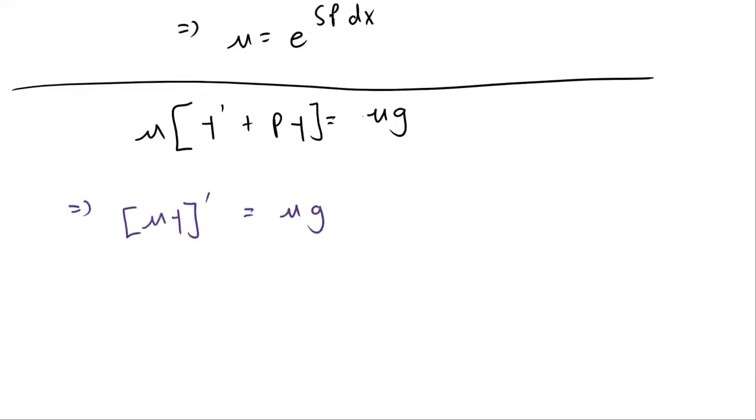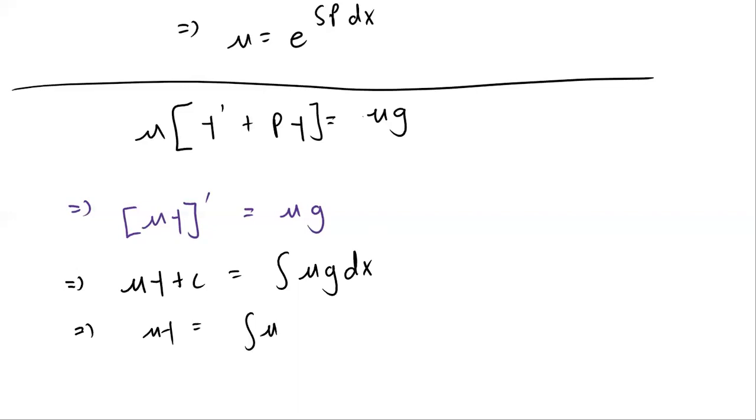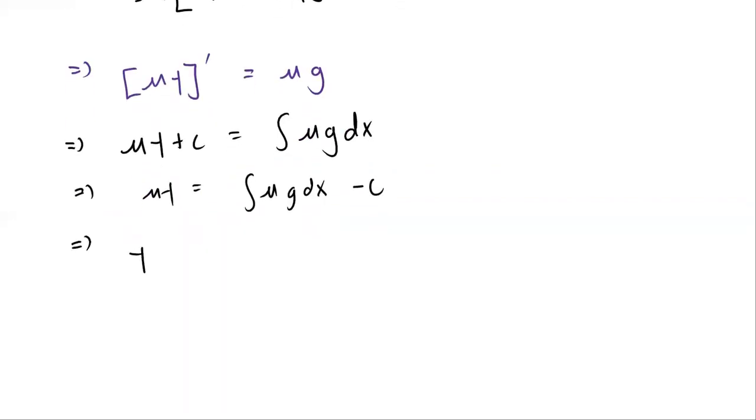Now, why is this good? Well, just integrate both sides with respect to x. If we integrate both sides with respect to x, the derivative cancels out, right? Mu times y is an antiderivative for the derivative of mu times y, by definition. So this side becomes mu y plus a constant equals the integral of mu times g dx. And then we can solve for y. Subtract c from both sides, and then divide both sides by mu, and you solve for y. So that's why it's useful for us to write it in this form as a derivative.